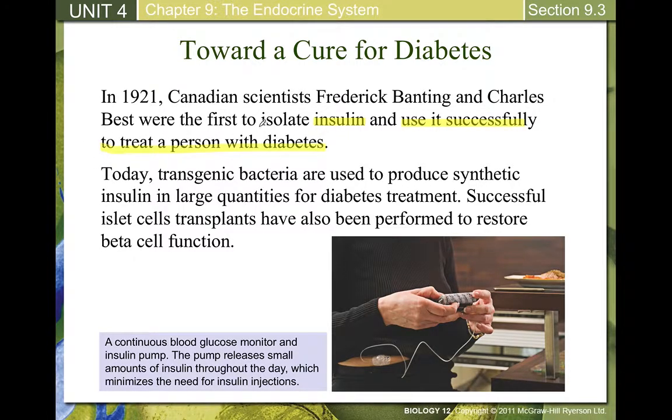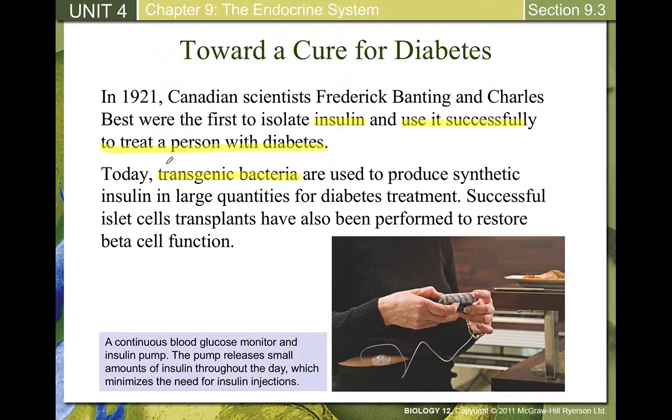In the very early days, they would use insulin that they isolated from pigs, and it did work, but it had some side effects. So today we don't use that anymore. We actually use bacteria. So what we do is we take the DNA sequence that codes for human insulin, and we give it to a bacterium. Right? So we actually take the DNA of the bacterium and we insert the human gene, and we make what's called transgenic DNA.